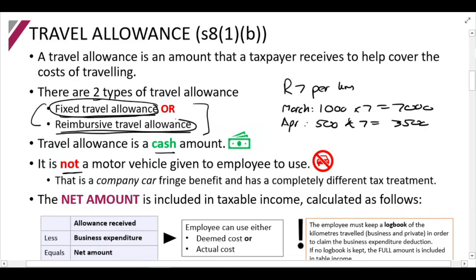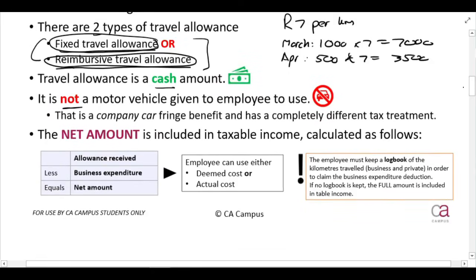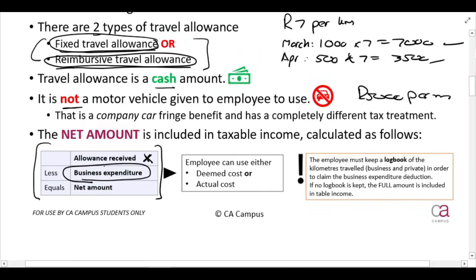There's just a small shortcut they call the simplified method when looking at the reimbursive travel allowance, which is available to you potentially. Now, in both these situations, how we are going to be calculating the travel allowance is by doing this calculation. We're going to take the allowance that we've received, so the 5,000 rands per month, for example, or the 7,000 or the 3.5, whatever it might be. You're going to take the allowance that you've received, and you're going to deduct from that amount the business expenditure. Now, that business expenditure will either be the actual business cost that you've incurred or the deemed cost. So that is what we're going to be looking at.